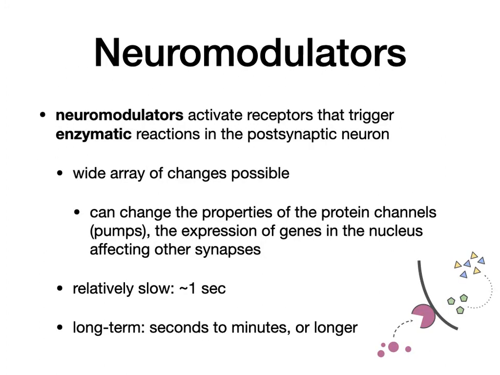So neuromodulators activate receptors similar to the neurotransmitter, but it's not on an ion pump. It's on a receptor that has an enzymatic reaction in the next neuron. This means that essentially we're triggering the next neuron to start manufacturing something different, proteins inside the cell. It's not about ion flow. It's about, hey, make some of this, do this. So it can change a lot of things about how that next cell works.